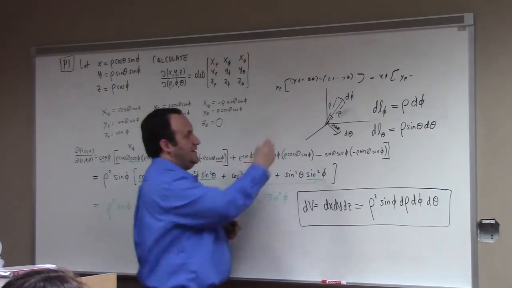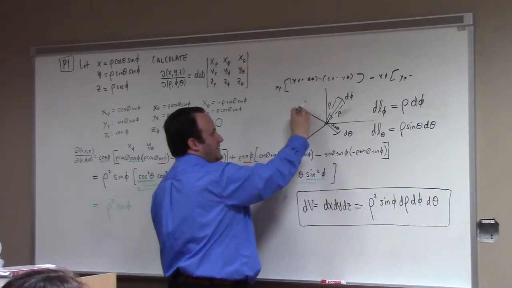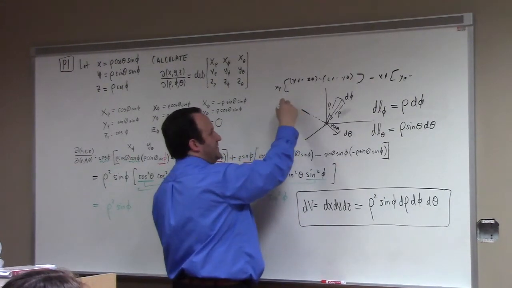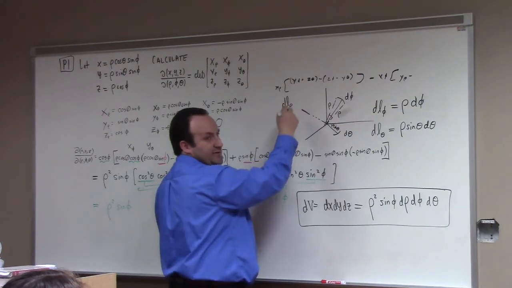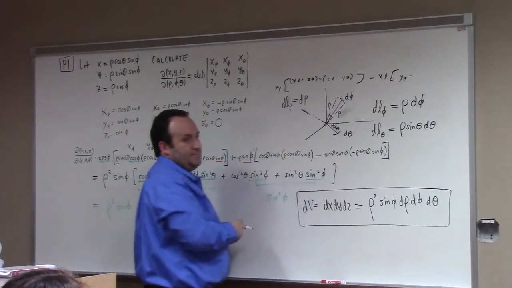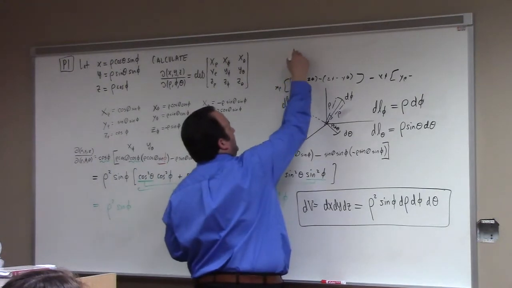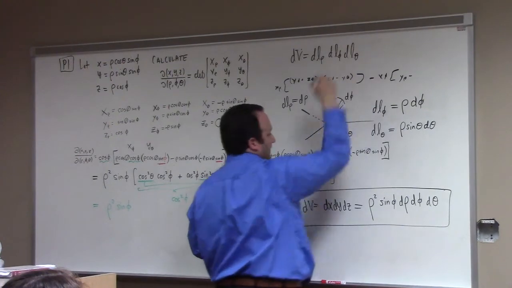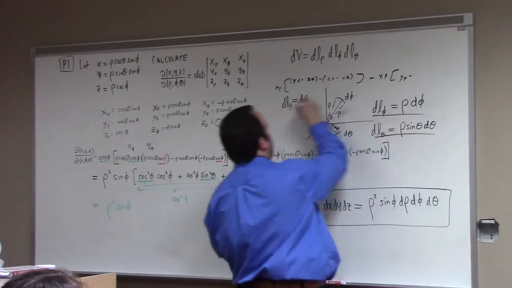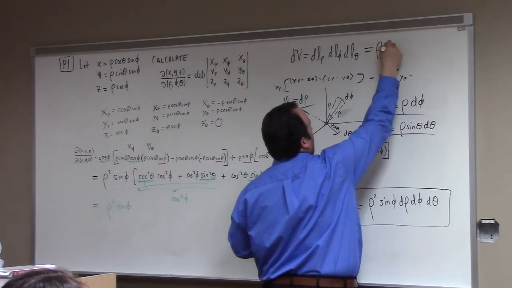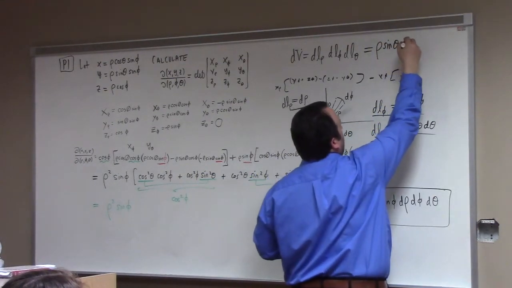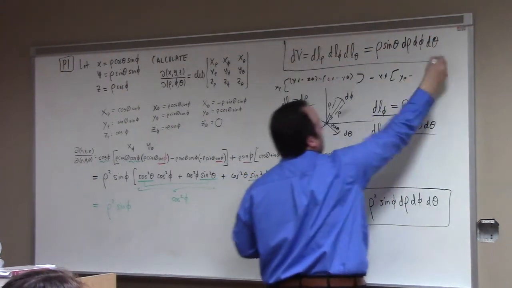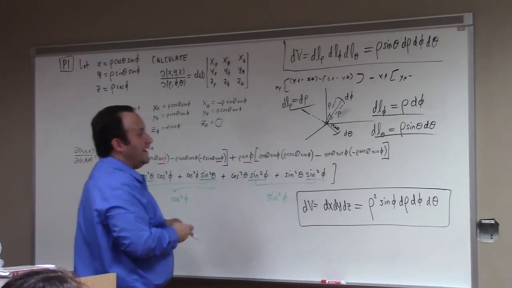And then, of course, if I think about going along a little radial path, what's the little change along the radial path? Well, it's just d rho, right? So to find the spherical volume element, dv, I can just calculate dl rho, dl phi, dl theta, and that gives me this times this times this, which gives me rho sine theta d rho d phi d theta. Ah, rho squared, yes, thank you.